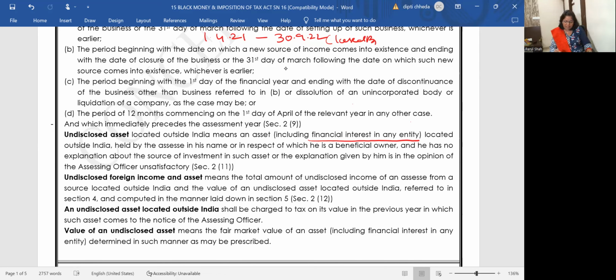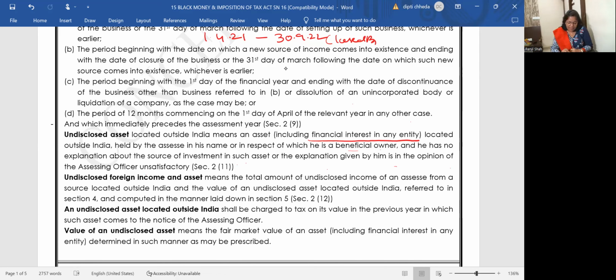So that is an asset located outside India, held by SSE in his name, or in respect of which he is the beneficial owner. Sometimes an asset is in the name of my grandfather, but my grandfather has already made a will that everything should be transferred to my granddaughter. So I am the beneficial owner. And he has no explanation about the source of investment. If you are saying, it is not mine, I don't know whose building this is, then you need to prove the thing. Simple. He has no explanation about the source of investment in such asset, or the explanation given by him is, in the opinion of the AO, unsatisfactory.